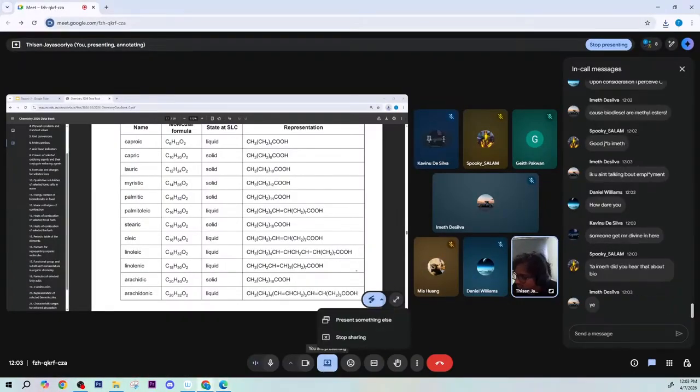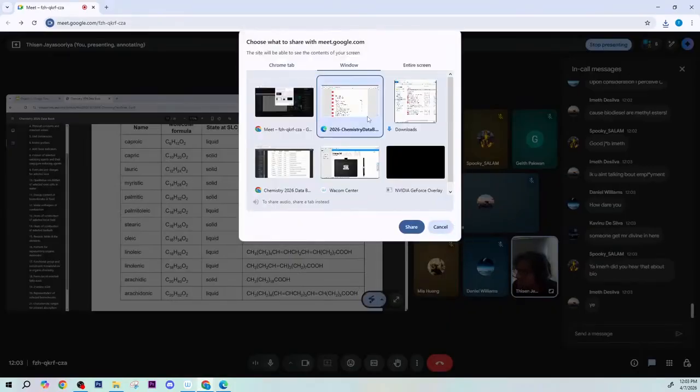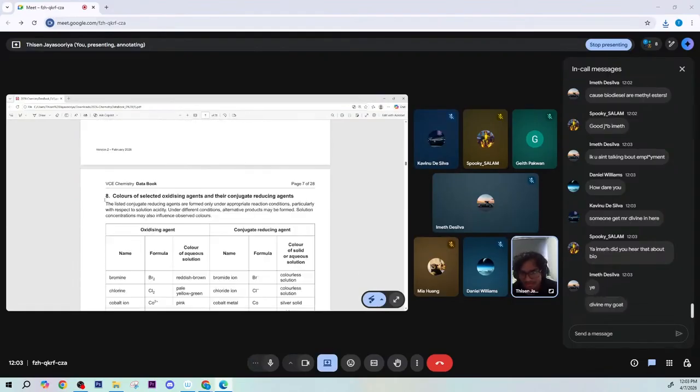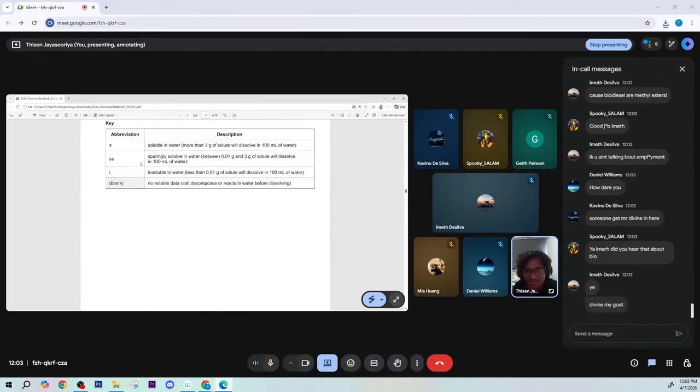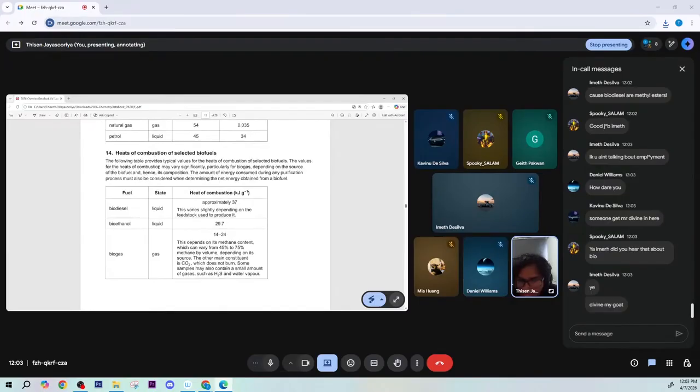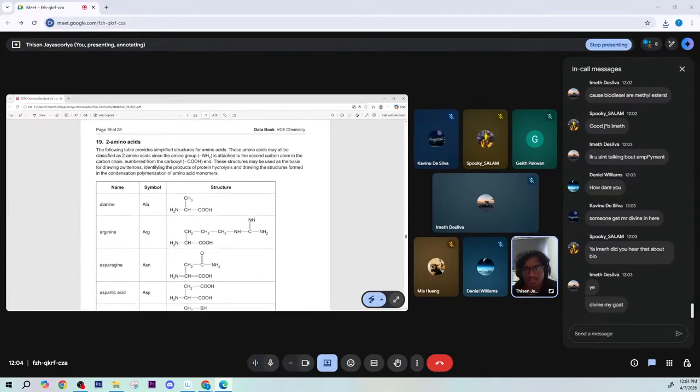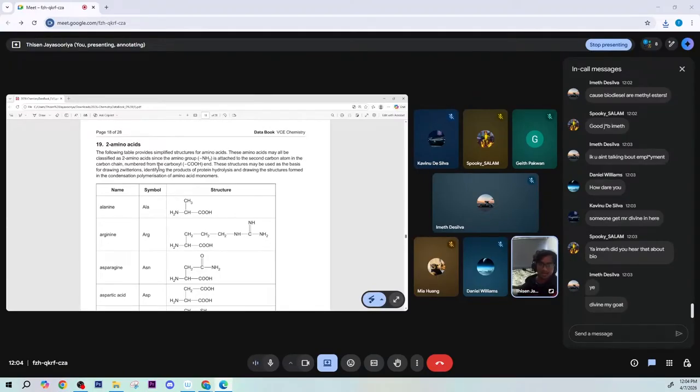So let me just change my screen share to my best friend. This is my chemistry data book. In the chemistry data book, it has every single amino acid. These are referred to as alpha amino acids. We'll discuss what the idea of the Zwitter ion is, as well as how we actually construct the amino acid and some other things that we might see with the amino acid.